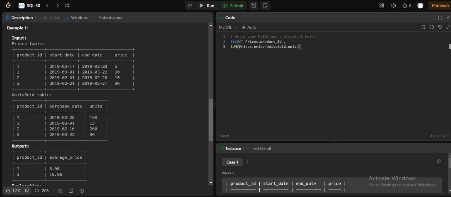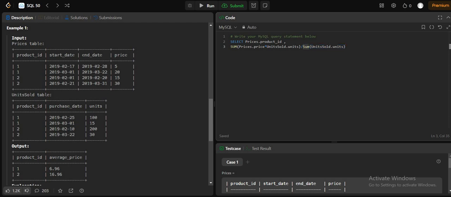Now this will be divided by the sum of units sold dot units. That will be the total units. And now, as we discussed the scenario, if the product is available in the prices table but is not available in the units table, this value will be null, because the number of units sold for that product will be 0, and that will cause an error because it won't be able to solve division by 0. For that we will use the nullif function.